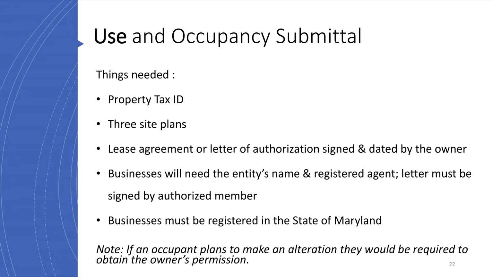There are several things needed with the submittal of a UNO application. These are the property tax ID, 3 site plans, the lease agreement or letter of authorization signed and dated by the owner. Businesses will also need to identify the entity's name and registered agent, and the letter must be signed by the authorized member. Businesses must also be registered in the state of Maryland. Note, if an occupant plans to make alterations, they would be required to obtain the owner's permission.